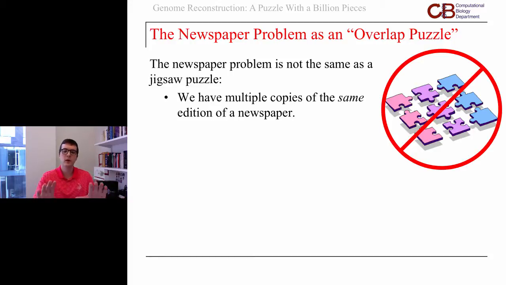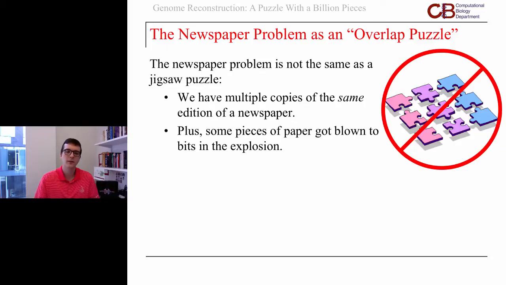With a jigsaw puzzle, you have one picture that you're putting back together. With the newspaper problem, you have multiple copies of that newspaper, and you just need to know one of those newspapers. And for that matter, you're never going to be able to put one copy back together because some of those pieces probably were lost. Maybe some of them burned up or were blown to bits in the explosion. So there's not one newspaper out there where all the fragments from that newspaper are still there.